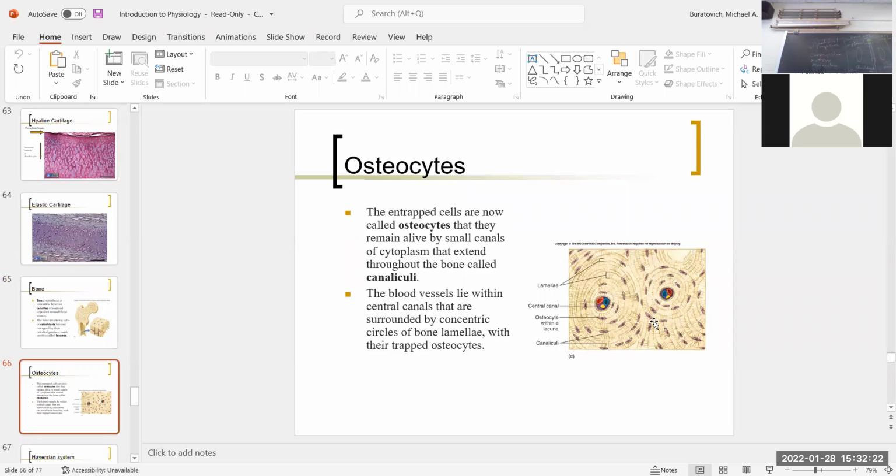So bone gets laid down in these concentric circles, and you have a blood vessel around which the osteocytes will make the bone, and that's called a Haversian canal. This whole thing with the Haversian canal is called an osteon, and the dense bone is usually called compact bone. You have other areas of the bone that aren't as dense, that's called cancellous bone.